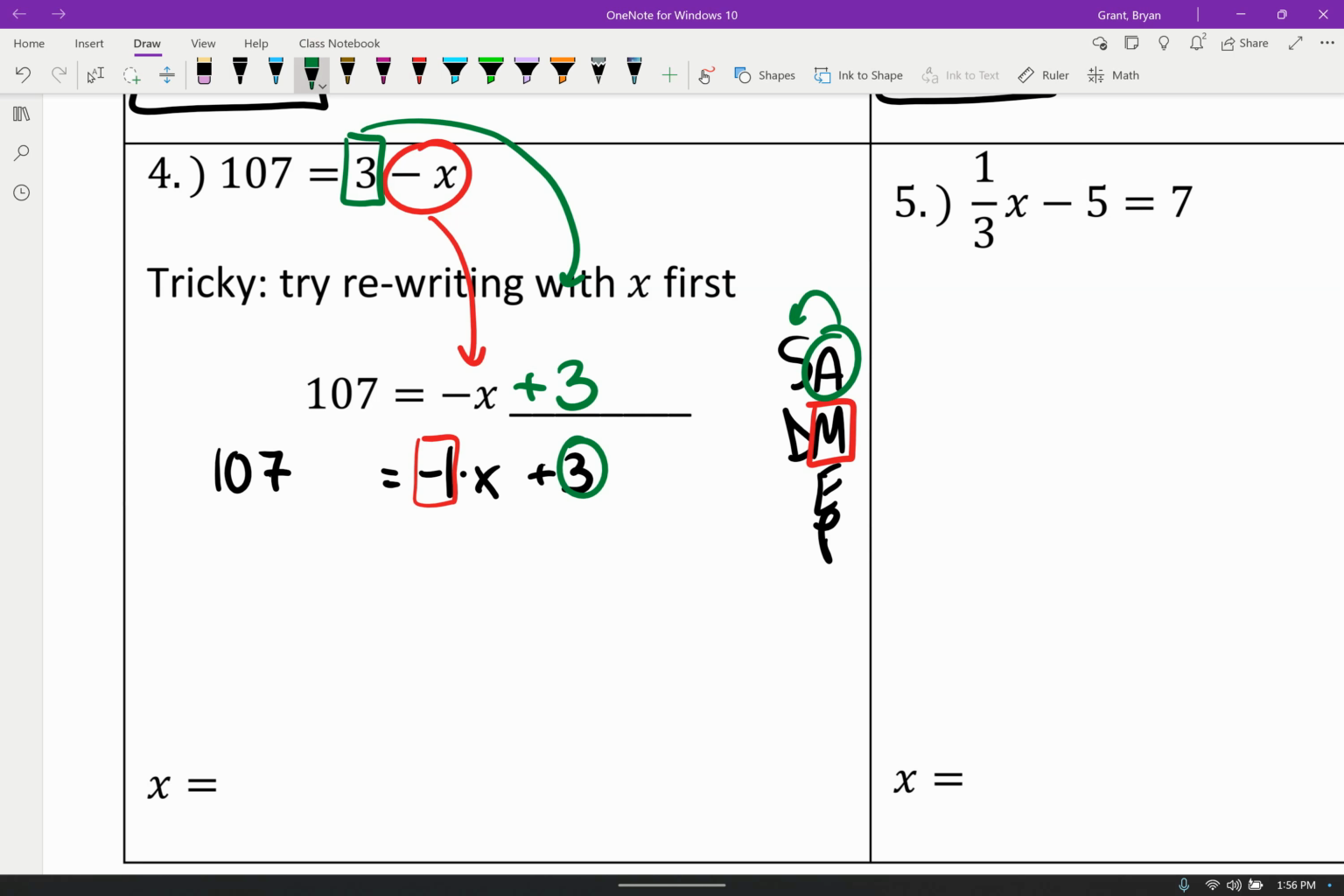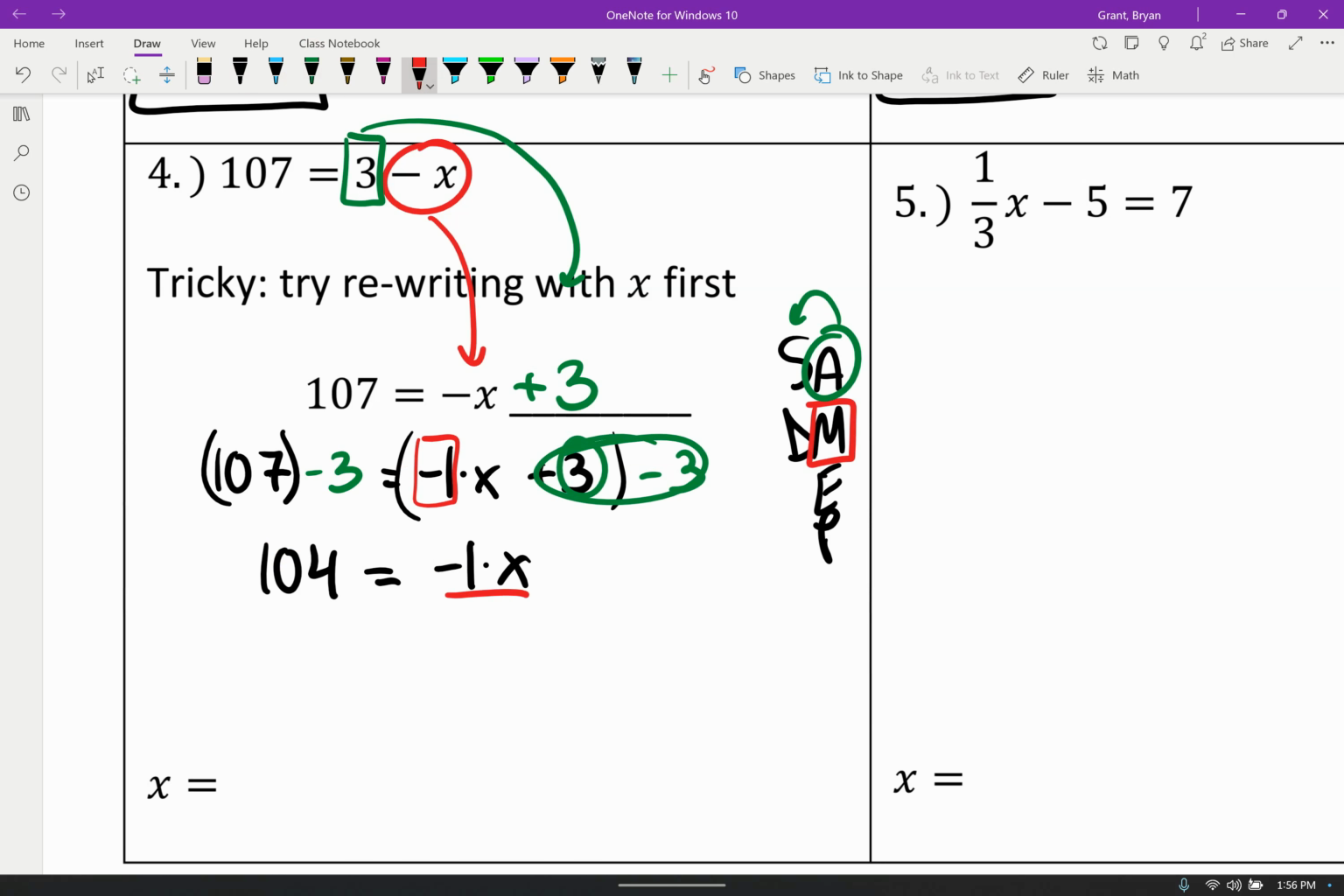Okay? We'll use subtraction, and because I was running out of room, I left myself some space to work horizontally. I'm going to undo the adding 3 by subtracting 3 on each side, just making sure you're used to both methods. Those cancel. 107 minus 3 is 104, equals negative 1 times x. Last step, divide off the negative 1. Anything divided by itself is 1, which we don't need to write. A positive divided by a negative is a negative, and anything by 1 is itself. And so we end up with x equals negative 104.